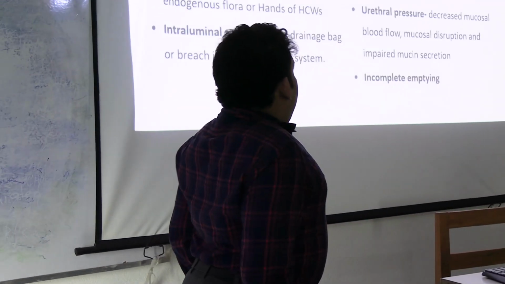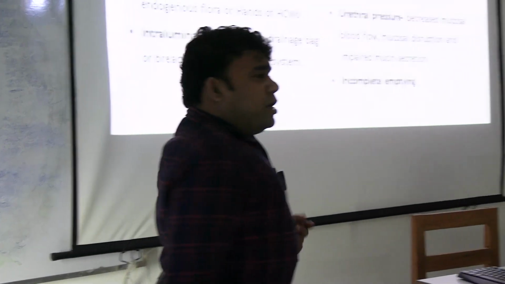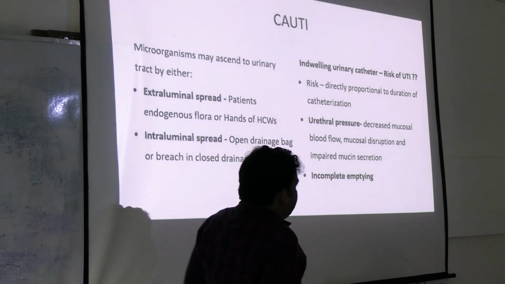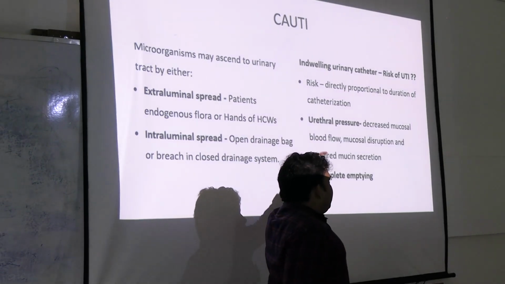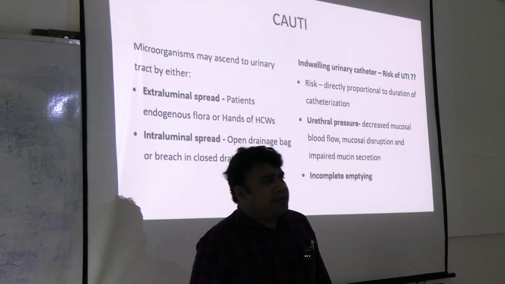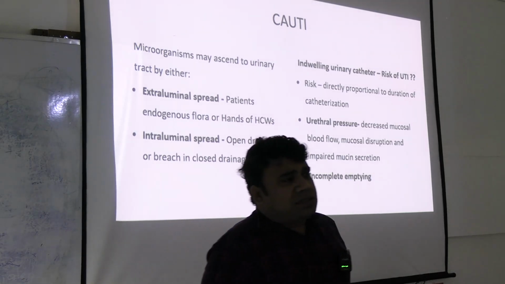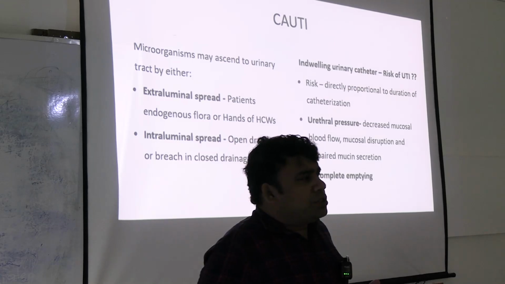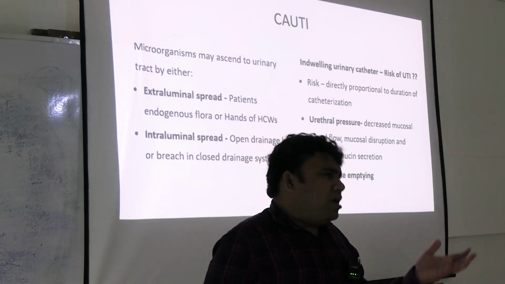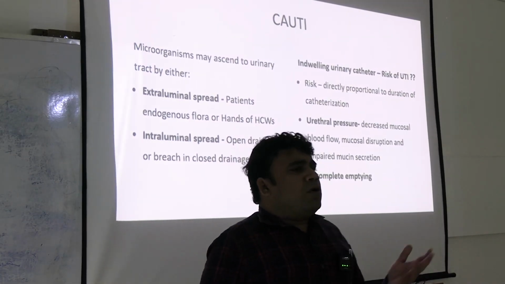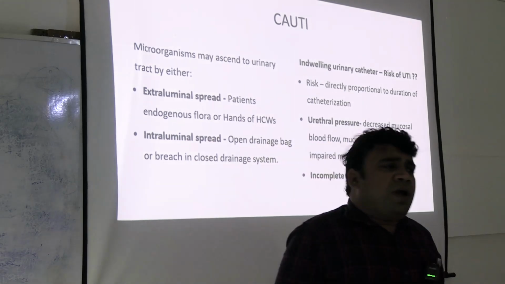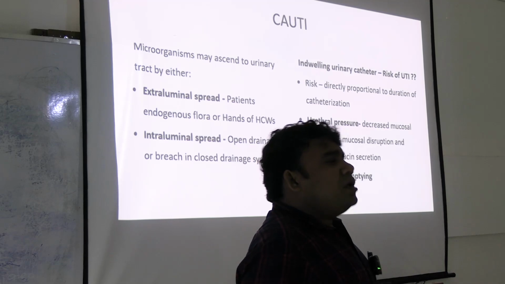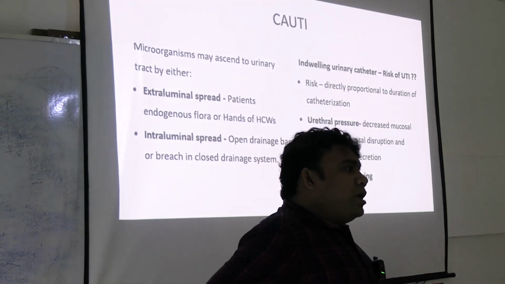Now, I have already told you about the extraluminal and intraluminal spread. Furthermore, other important factors can be urethral pressure and incomplete emptying. Now, these two factors can be seen because of any sort of medical condition. For example, there could be a neurological problem, either a neural problem or an intra-abdominal problem, by which the bladder may not be emptied thoroughly. If there is residual urine in the bladder, the chances of infection in the bladder will also increase.